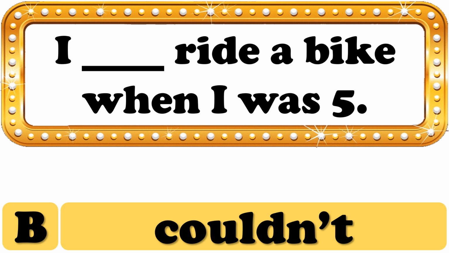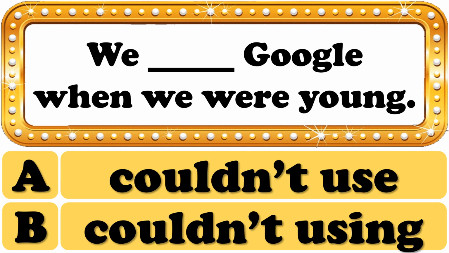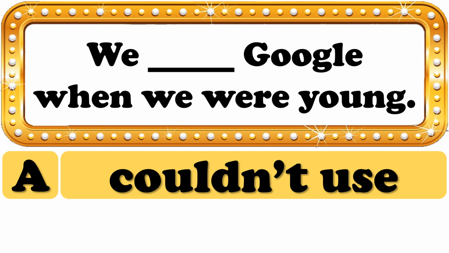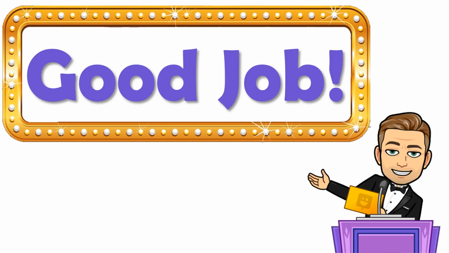Okay, I think we have one more. Take a look at this one. A or B, which one will help us finish this sentence correctly? The right answer is A. We couldn't use Google when we were young. It wasn't invented. Say it after me. We couldn't use Google when we were young. Good job.